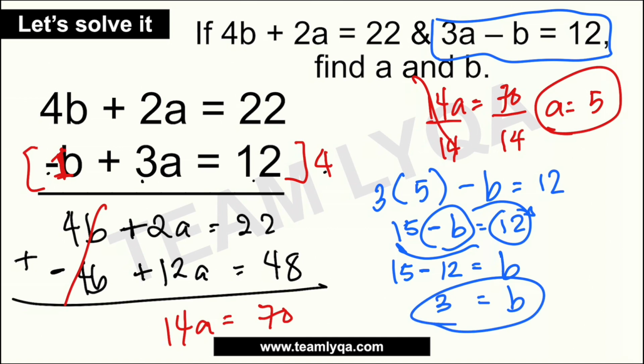Now, if you want to check, pwede mong i-substitute lang sila dun sa kabilang equation naman para sure tayo. Now, 4 times 3 is 12. Okay, just to check. Plus, and then 2 times A daw. So, 2 times 5 is 10. Ang 12 plus 10 ba? 22? Yes, so tama tayo. Okay? Na A is 5 and B is equal to 3.